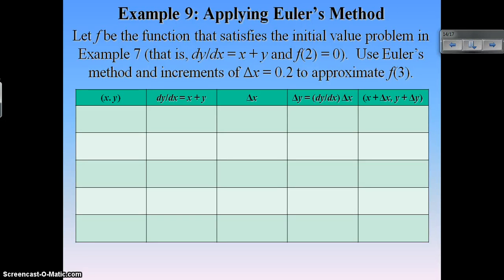Alright, we're back. We can wrap up lesson 6.1. We just introduced Euler's method in the last video, which again we said is a way to approximate values of a function without the function itself, rather with the antiderivative.